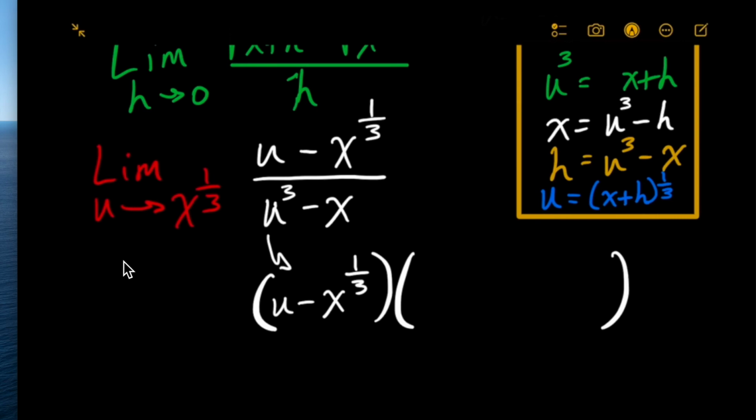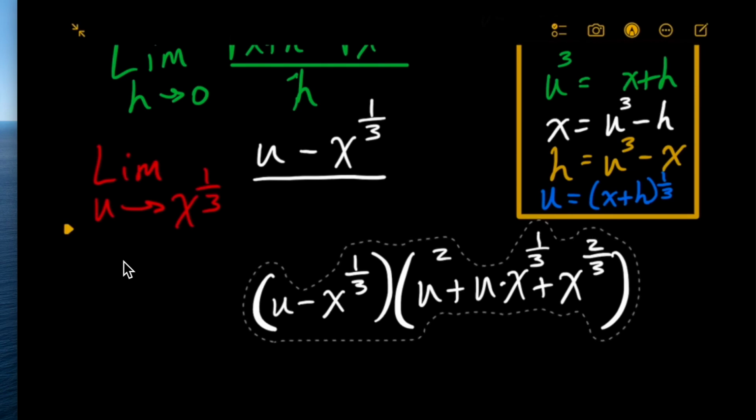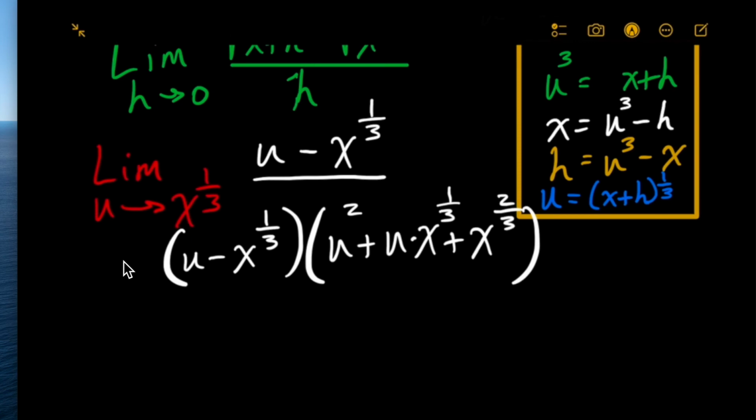Now we're going to build our trinomial. We're going to have u squared plus u times x to the 1/3 plus x to the 1/3 squared, which is x to the 2/3. Okay, so I'm going to replace what we have in the denominator here with this identity in our denominator right there.